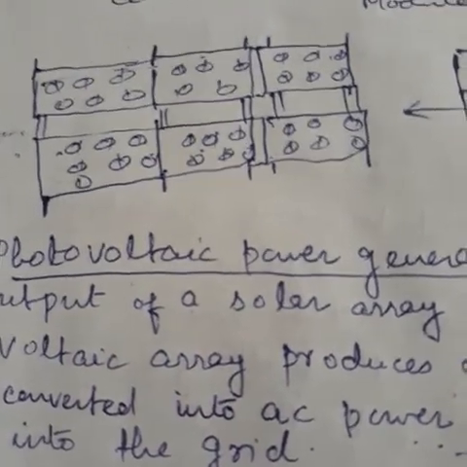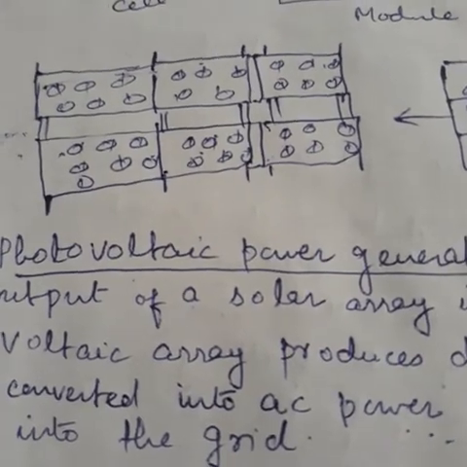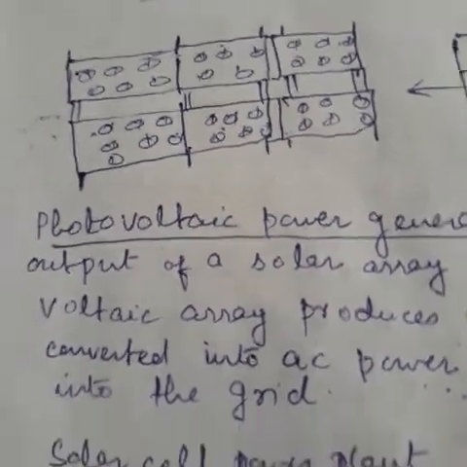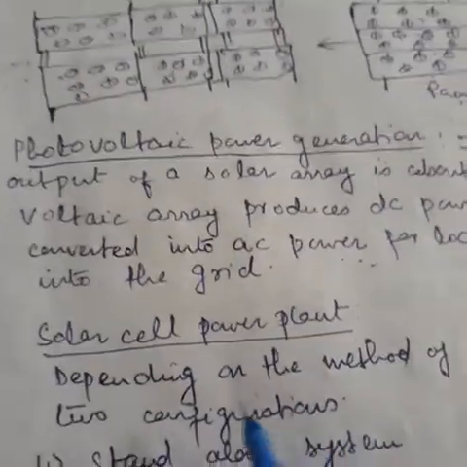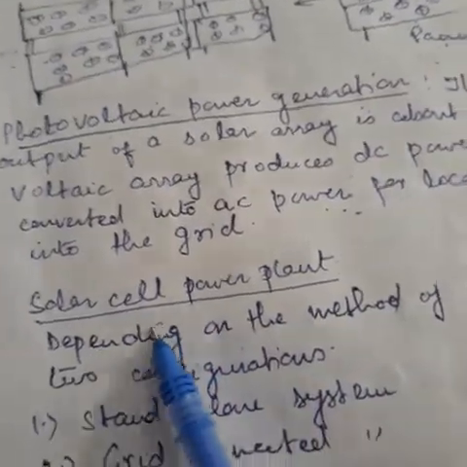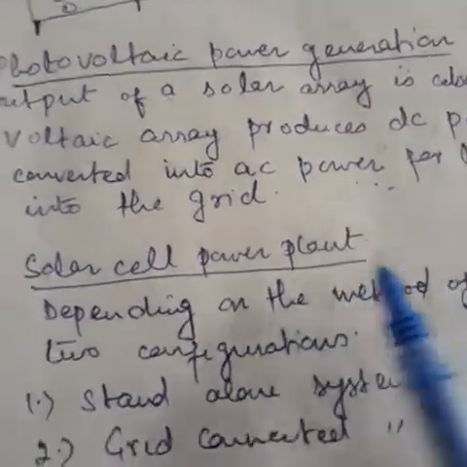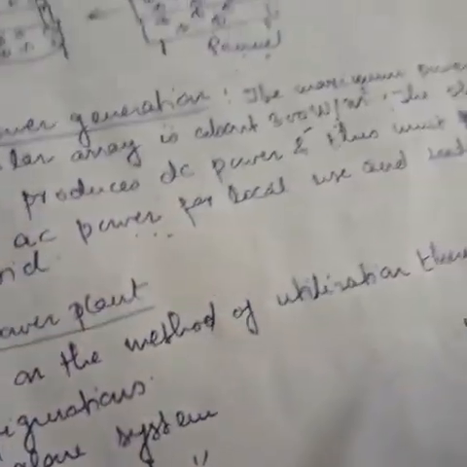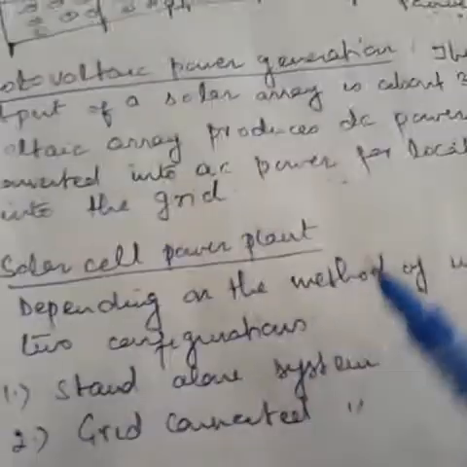So we convert DC supply into the form of AC supply with the help of an inverter. Next is the solar cell power plant. Depending on the method of utilization, there can be two categories.